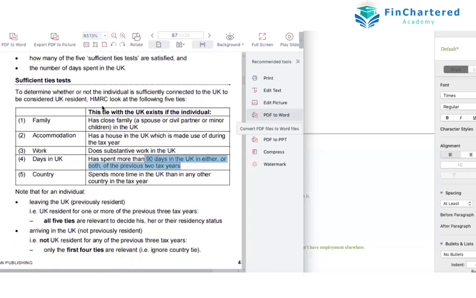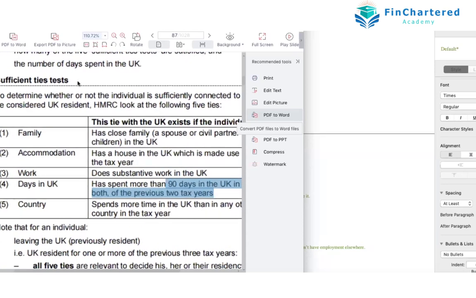And this person spends more time in the UK than in any other country, meaning that this person is very well connected to the UK. Right? So just make a note of these ties.